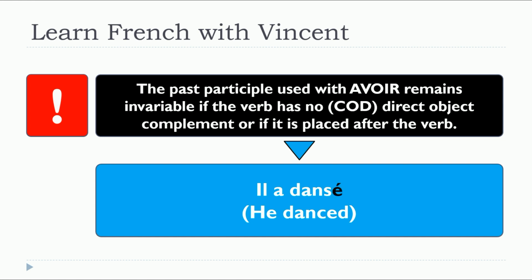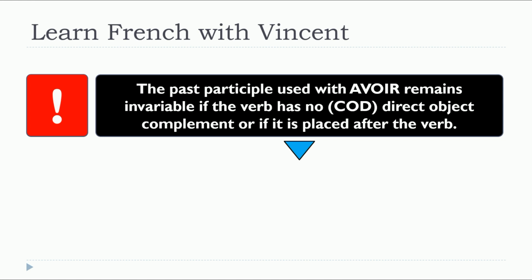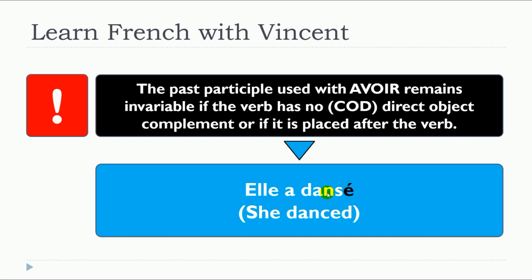And you will tell me, so it means that if it's feminine, it will be the same. And the answer is yes. Let's have a look at the feminine form. As you can see, it will be exactly the same way. Elle a dansé. So as I told you, first we had the masculine singular, now it's the feminine singular. The past participle stays the same.